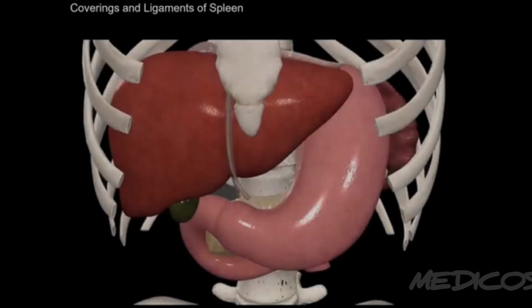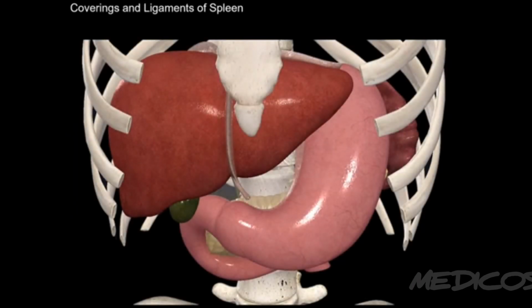Now the spleen is protected. It's covered by two types of coats. The first one is the fibrous capsule, which is a fibrous layer that surrounds the spleen. Around the capsule, there's a tunica serosa, which is a slippery surface that is formed by the different peritoneal ligaments.